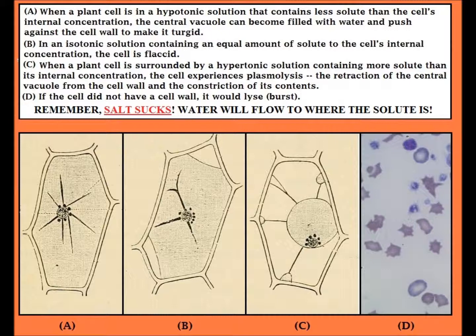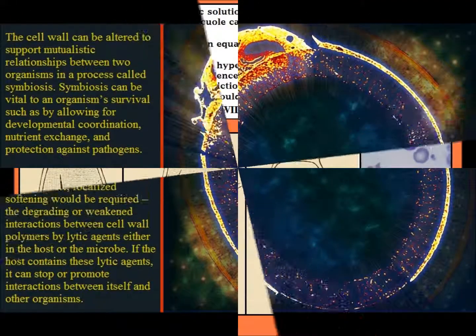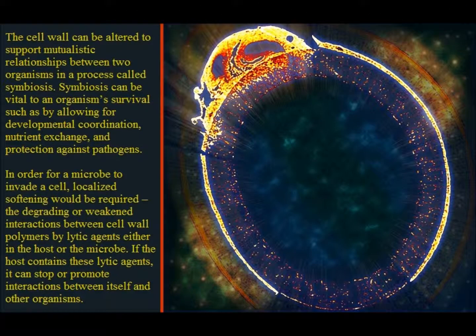If the cell did not have a cell wall in a hypotonic solution, it would lyse. Remember, salt sucks. Water will flow to where the solute is. It is important for a plant cell to be in a hypotonic solution because it keeps the cell turgid and maintains a plant structure.